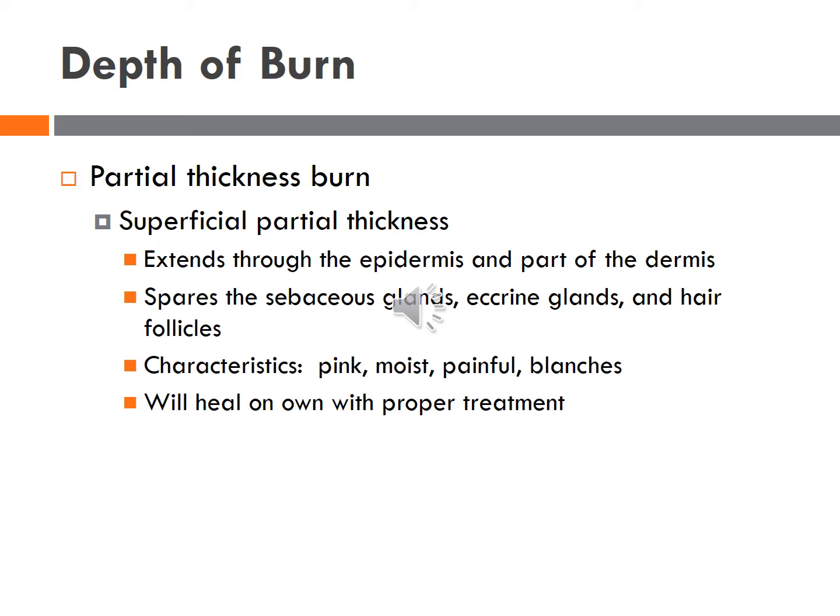We're going to talk about partial thickness burns. A superficial partial thickness burn goes through the epidermis and part of the dermis. You have intact sebaceous glands, eccrine glands, and hair follicles. This is one of the characteristic ways of staging a burn: if you see hair follicles, you know that you're in partial thickness. It's usually moist, pink, and it blanches, so it has some capillary refill to it. It's also very painful. Superficial partial thickness burns will heal on their own with proper treatment and proper wound care.